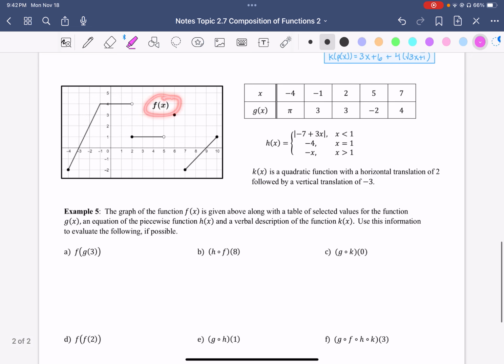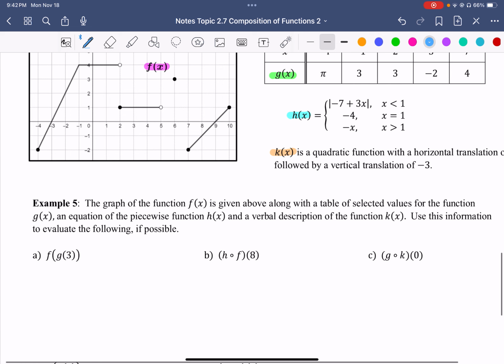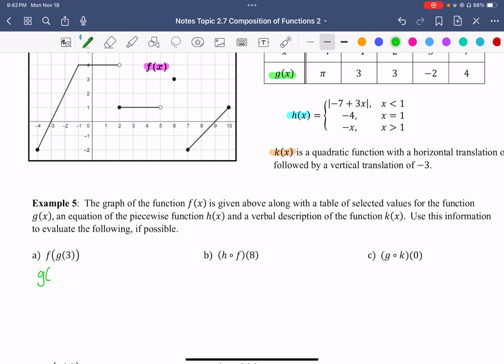So this is for f, this one is g, this one is h of x, and then this one is k of x. So when you're looking at the options, you need to make sure you're looking at the right one. Okay, so first we're going to do a, which says f of g of 3. So I need to do the inside function first, which is g of 3.